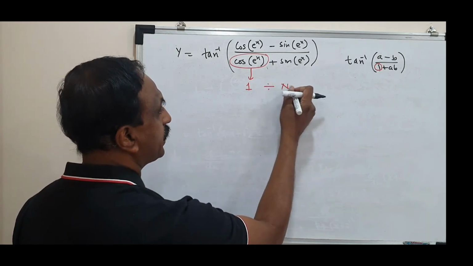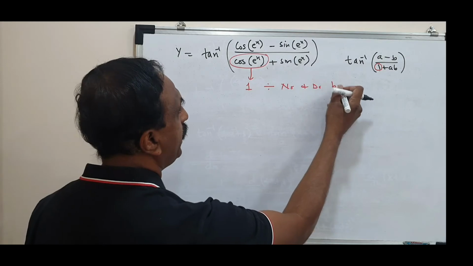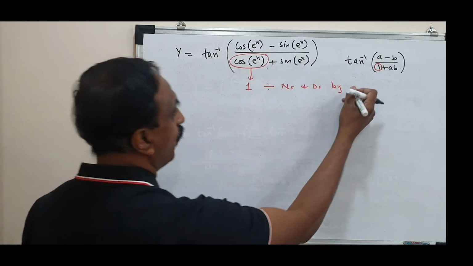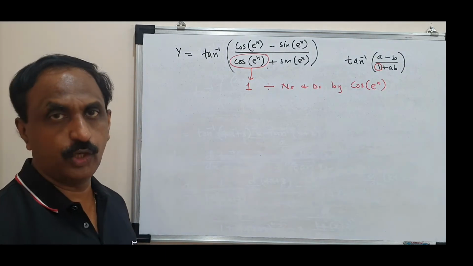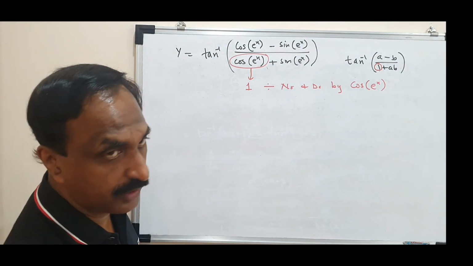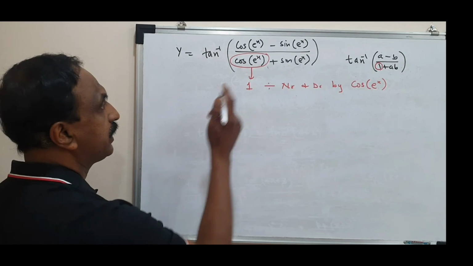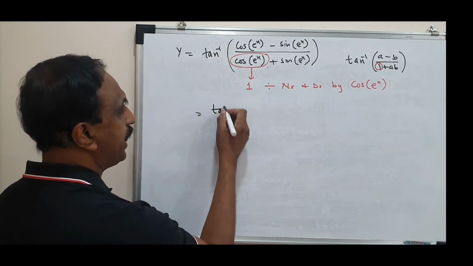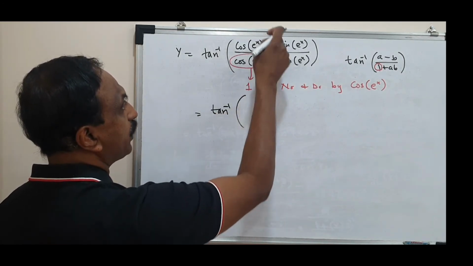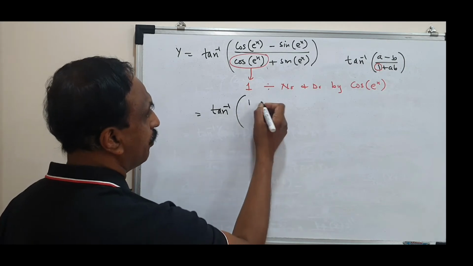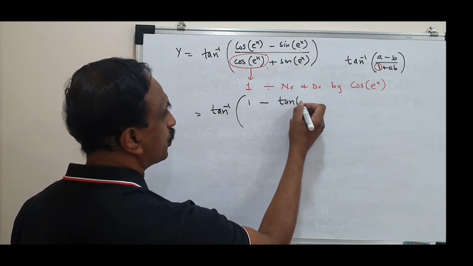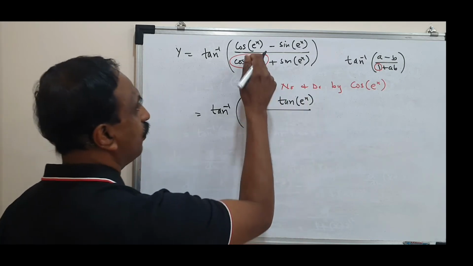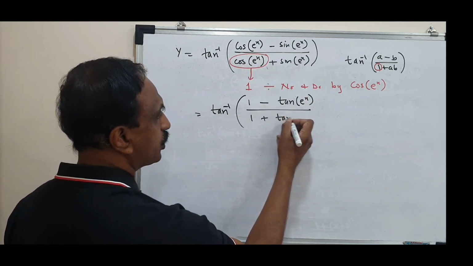Divide numerator and denominator by whatever the term in place of 1, that is cosec raised to x. So if you divide numerator and denominator by cosec raised to x, naturally the function will change to 1 here. So your answer will become tan inverse, divide this by cosec raised to x, 1 minus, divide this by cosec raised to x, so tan raised to x, divided by 1 plus tan raised to x.